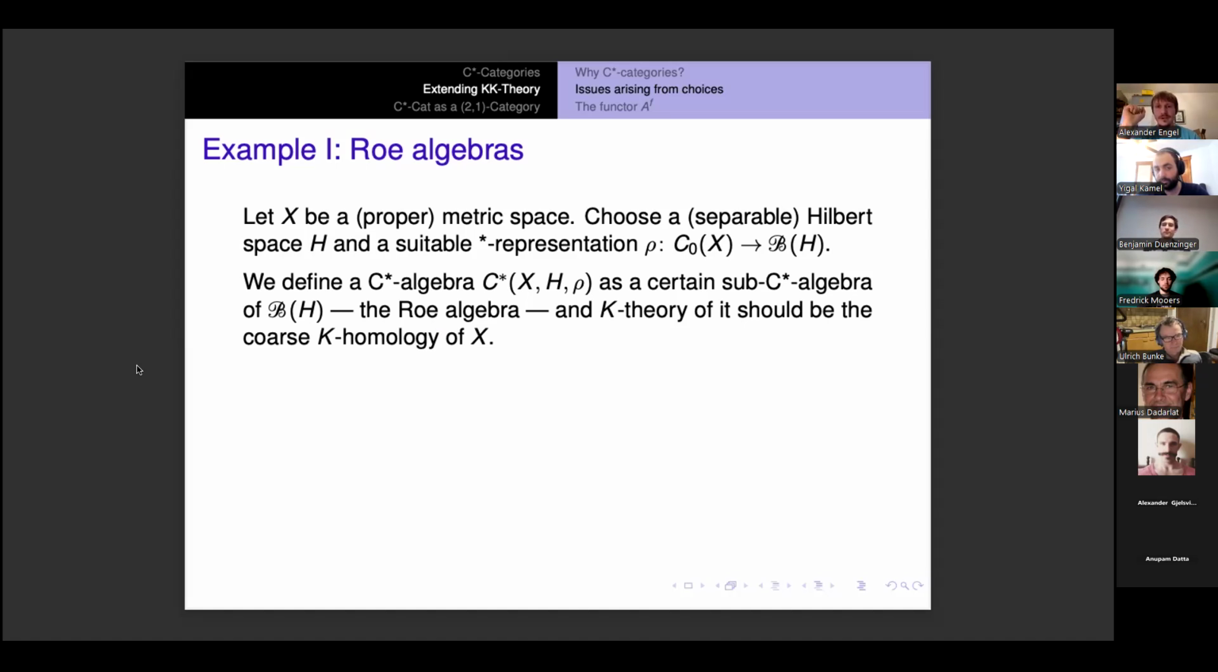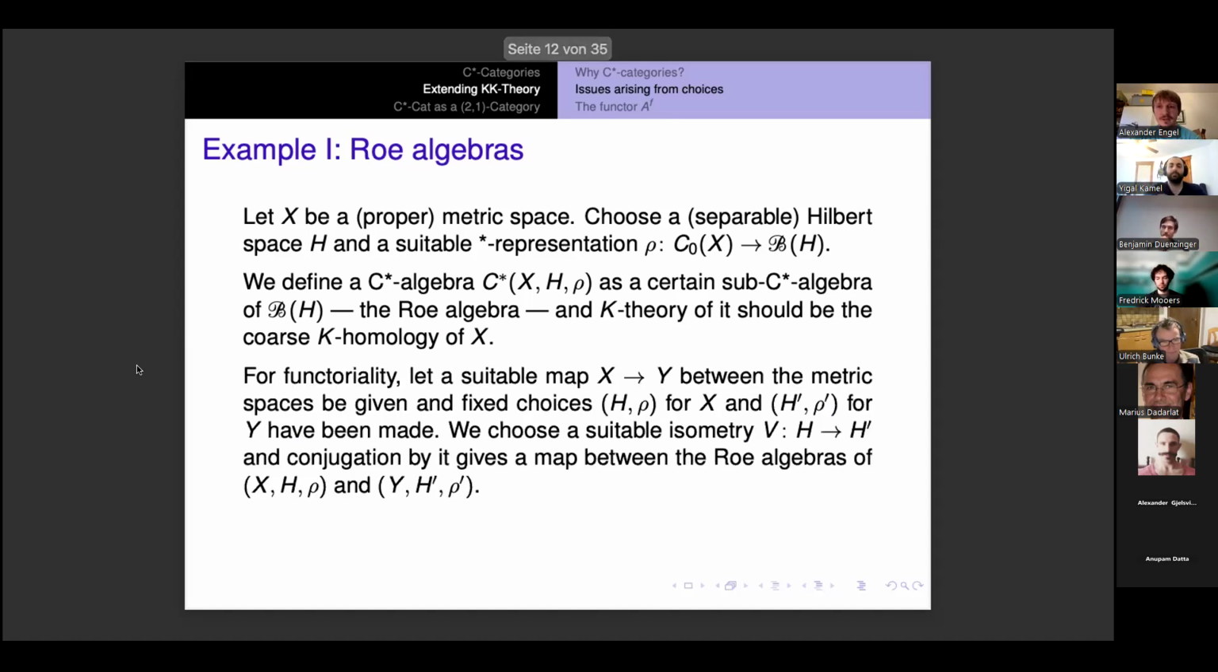Once you have fixed this choice of a Hilbert space and such a representation, then you define a certain C-star algebra, which is by definition a sub-C-star algebra of the bounded operators on this Hilbert space. You basically consider all the operators which are locally compact and finite propagation, and you close up in operator norm. Again, for this talk, it does not matter what these two terms mean. It's just fine to know that it's a certain sub-C-star algebra of the bounded operators on this fixed Hilbert space that we have chosen. And once you have the C-star algebra, the coarse K homology of X should be the K theory of this thing.